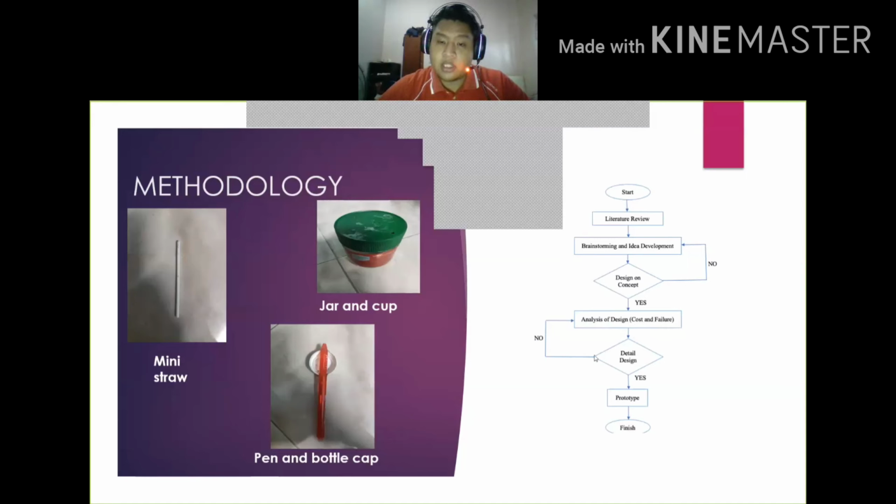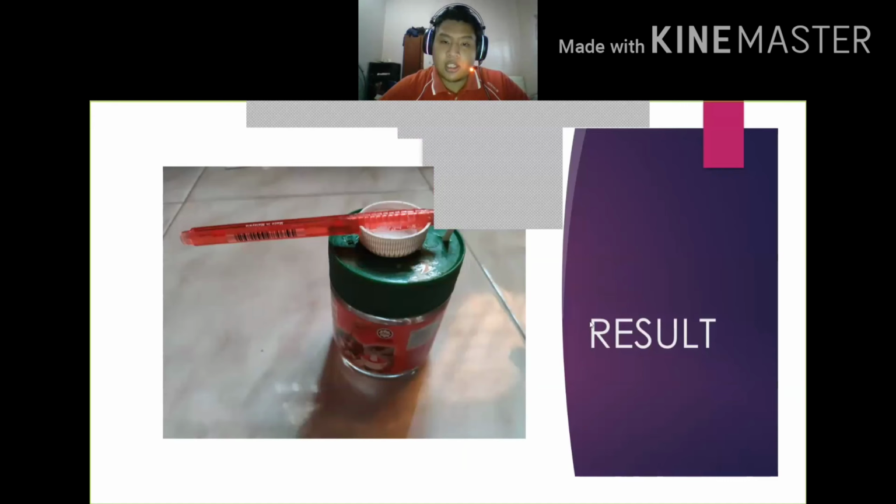If we do not succeed in the detailed design, we go back to the previous step. If successful, we go to the next step, which is the prototype. After that, the last step is finish. Next, this is our result about our project design.